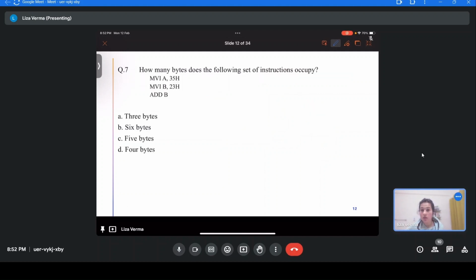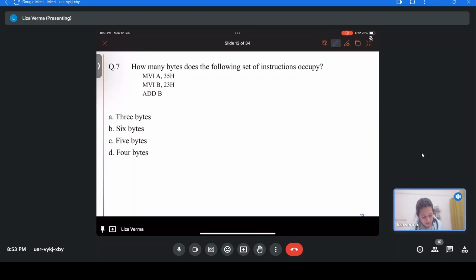Next question. How many bytes does the following set of instructions occupy? The answer is 5 bytes, option C. Let's calculate it one by one.